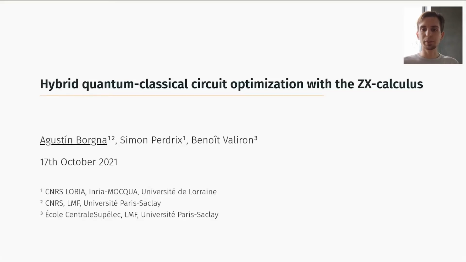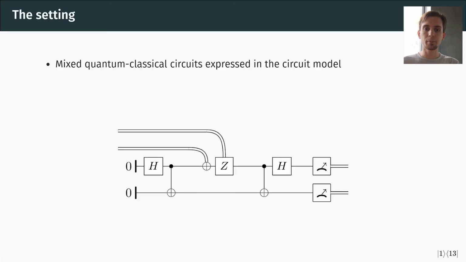Today I will be presenting the work we did with Simon Patry and Benoit Valleron on optimizing hybrid quantum classical circuits. We represent these hybrid quantum operations with diagrams where we have classical and quantum wires. We also have some pure quantum gates and a set of operations interacting with the classical environment.